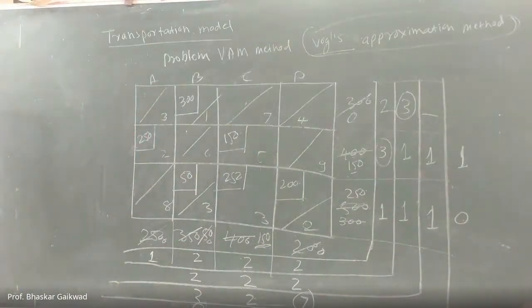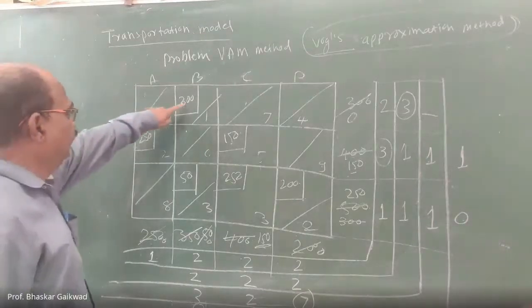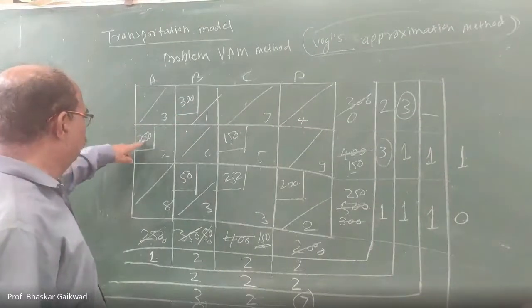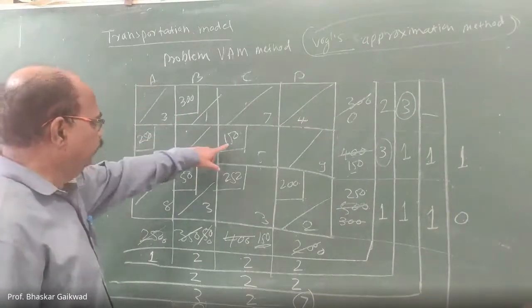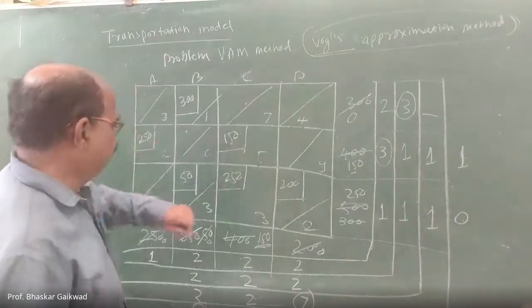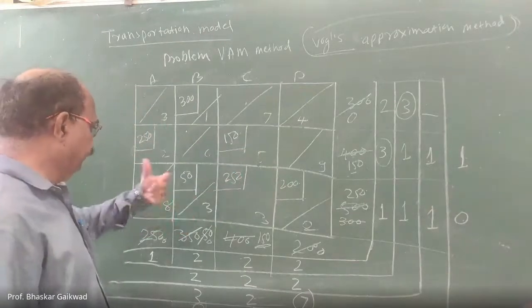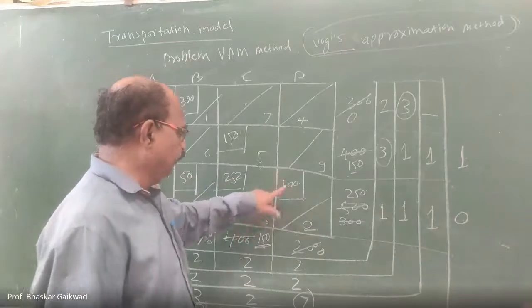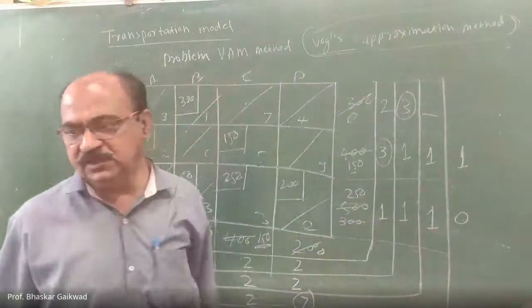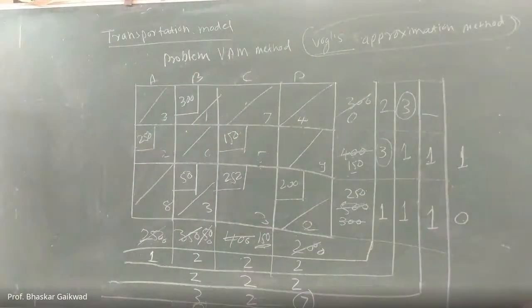So this is the Vogel's approximation method. Correct. Now after this, as usual, you have to find out the value. So 300 into 1 plus 250 into 2 plus 150 into 6 plus 50 into 3 plus 250 into 3, 250. Whatever answer you get, that is your final answer. So this is the Vogel's approximation method.